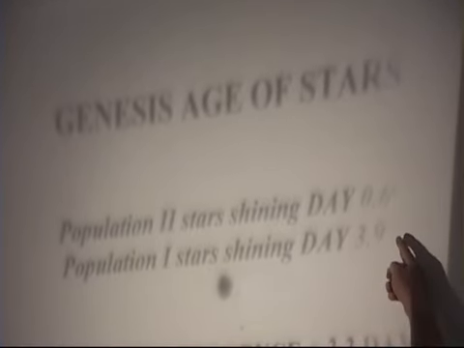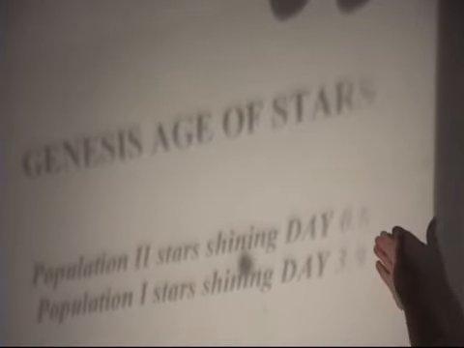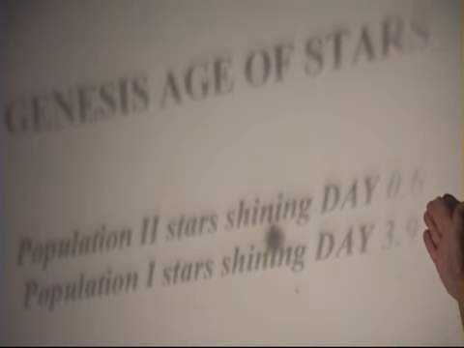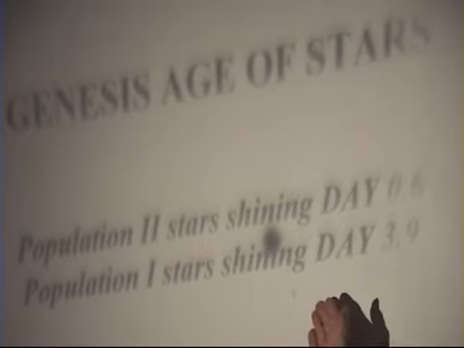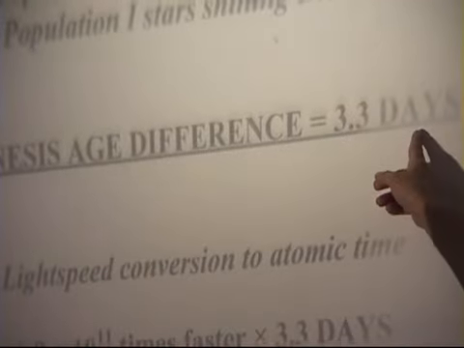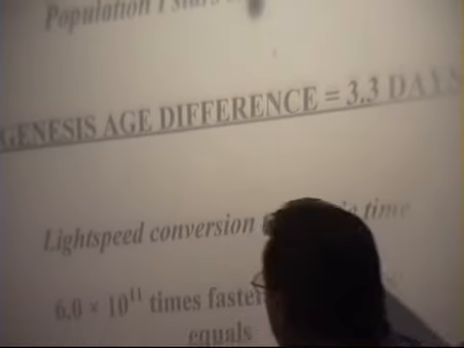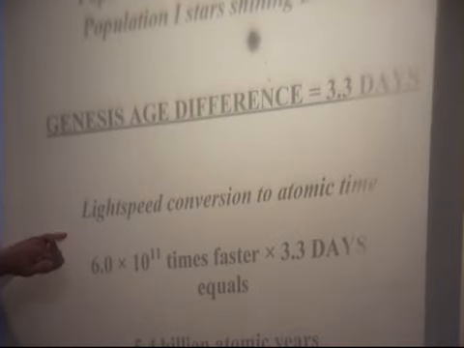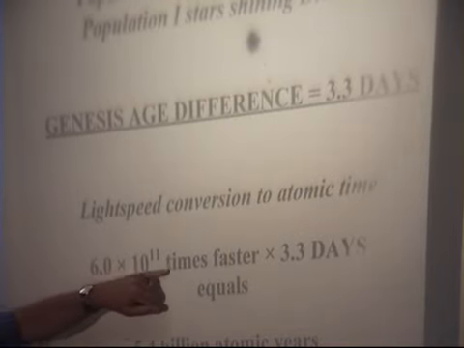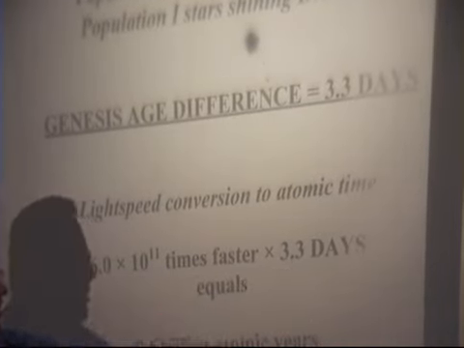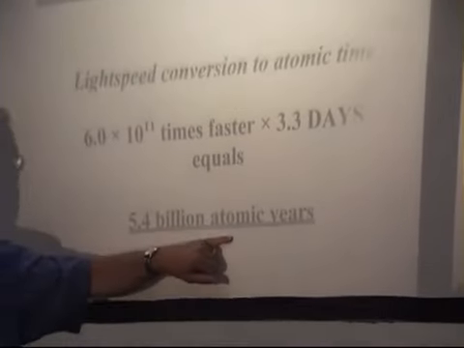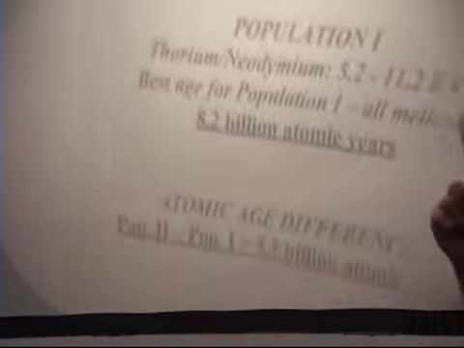Genesis Ages of Stars. The population 2 stars, the early stars, the morning stars, were shining halfway through day 1, say about 0.6 of a day after the creation. The population 1 stars were shining on day 3.9, the fourth day. The Genesis age difference is 3.3 days. The light speed conversion to atomic time, here we come: 6 by 10 to the 11th times faster times 3.3 days equals 5.4 billion atomic years. This is the exact age difference that we're getting between the two populations of stars.